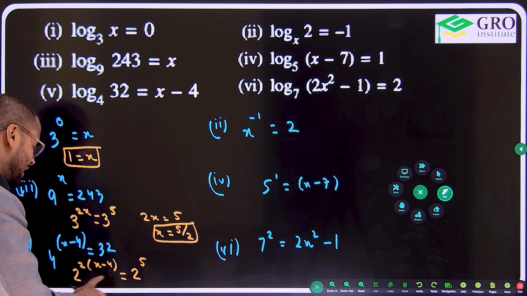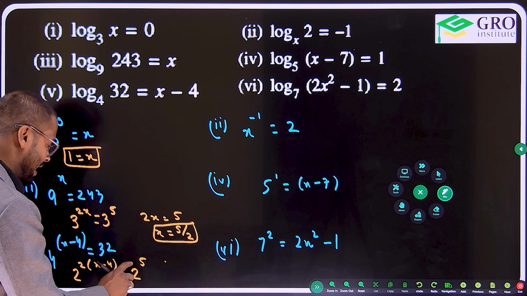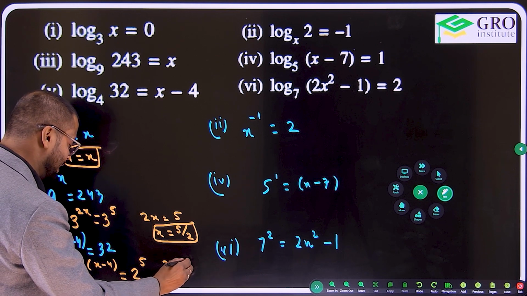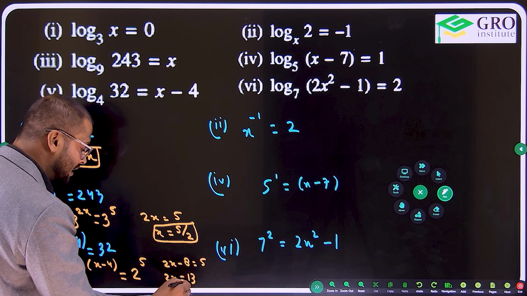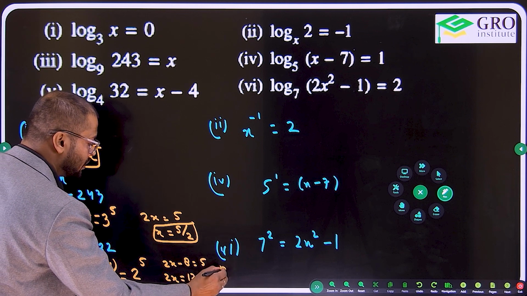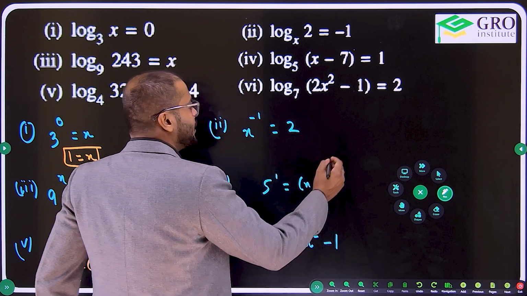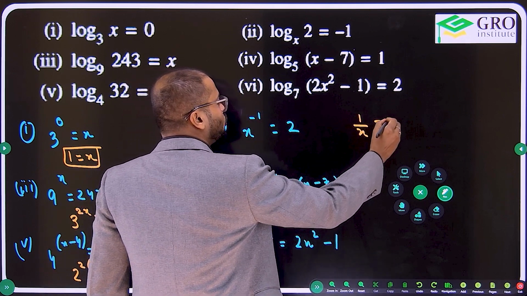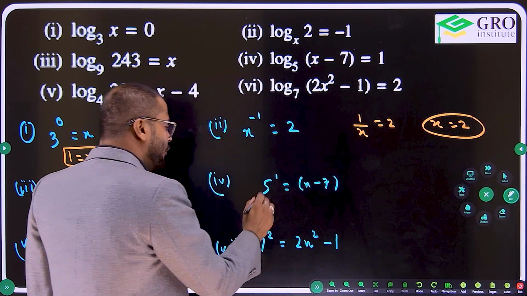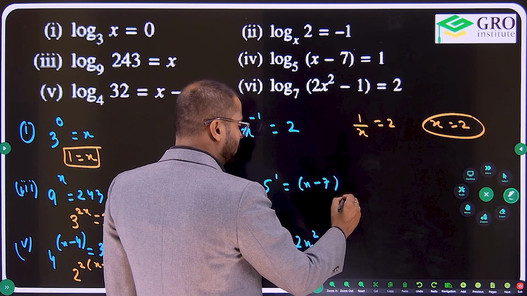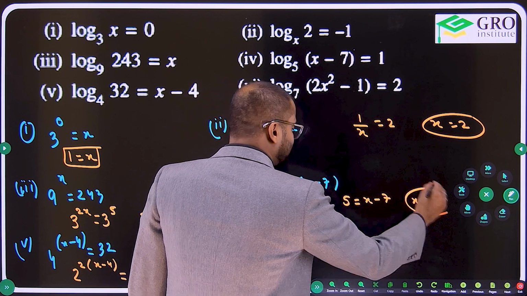Now bases are same, powers are equal, so it is going to be 2x minus 8. 2x minus 8 is equal to 5 and 2x is equal to 13 and x is equal to 13 by 2. Over here you have 1 by x is equal to 2 and x is equal to 2. Same way we have 5 to the power 1, so it is going to be 5 is equal to x minus 7 and x is equal to 12. So this is your answer.